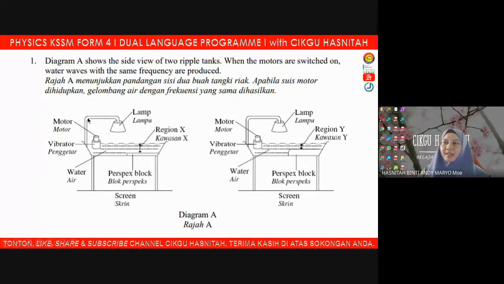Number 1. This is diagram A. It shows a side view of 2 ripple tanks. So we have a ripple tank here, another one is here, and we have region X here and region Y here. This is the first ripple tank, region X. The second ripple tank is region Y. When the motor is switched on, water waves with the same frequency are produced. So you can highlight this: both ripple tanks have an equal or same frequency.